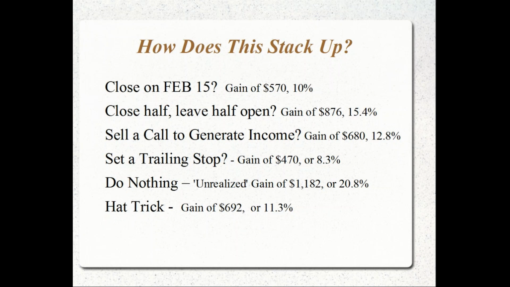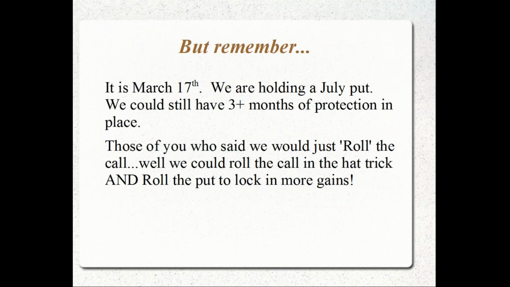Okay? Well, but remember, this is March 17th. I'm holding a July put. I still have 3+ months of protection and guaranteed exit at 65 in place. So those of you who commented earlier, well, you could just roll that 60 call with the stock at 68.62. Well, you're going to pay $9 and roll up to a 70 strike. Remember, our put was still worth $3.35.